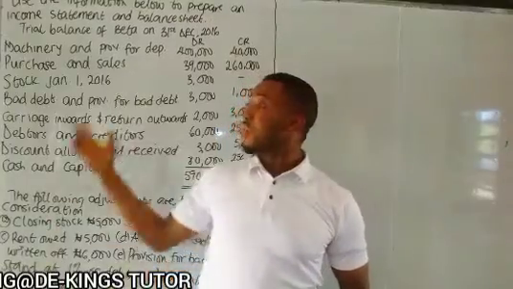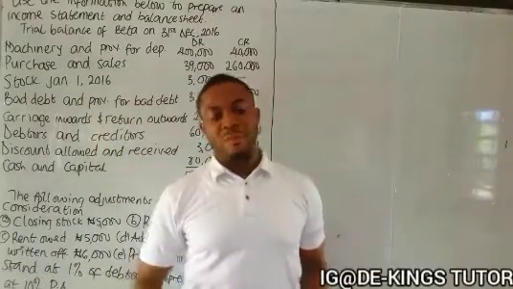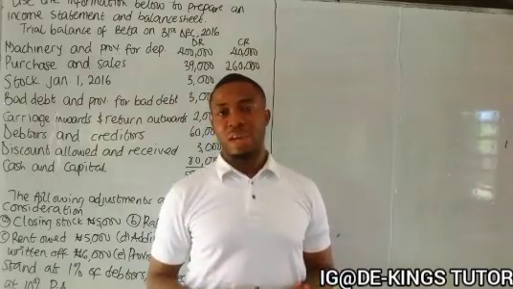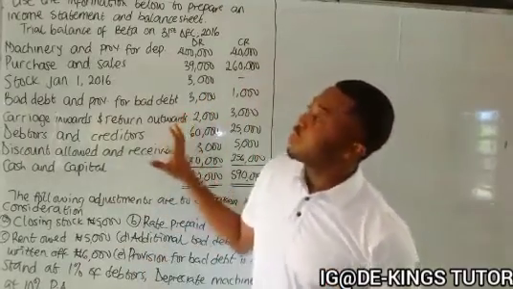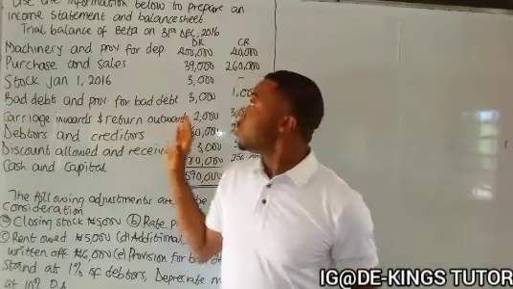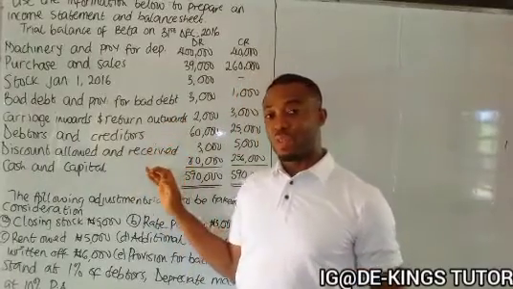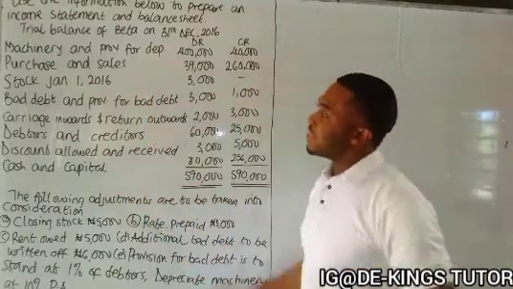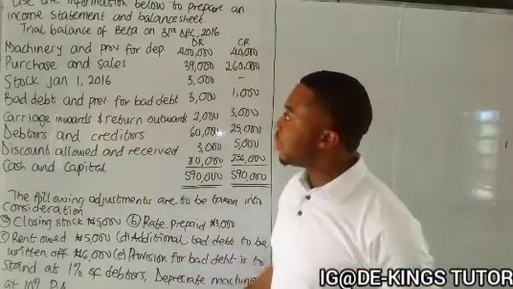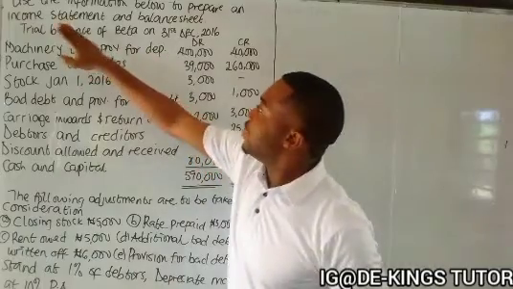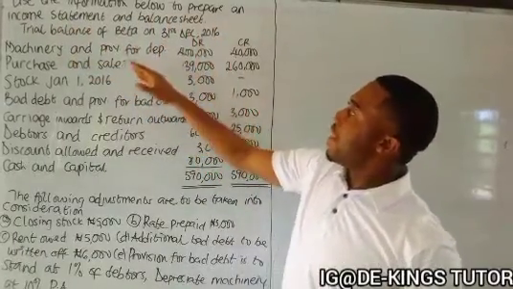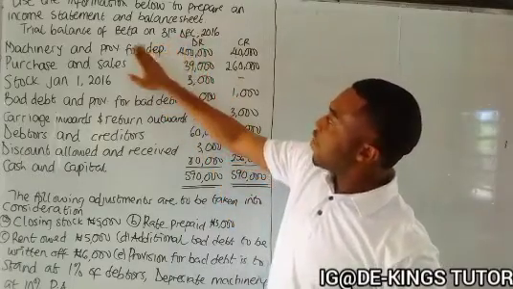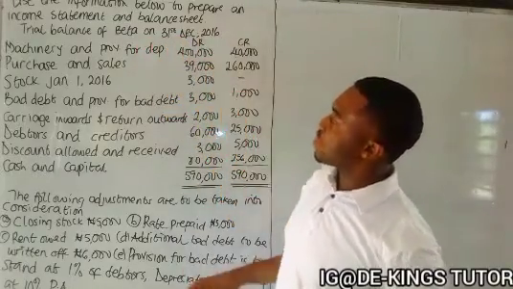Okay, now let's solve a question using what we've learned from the trading, profit and loss account and balance sheet. This question is from the 2016/2017 session, a past question. Now let's see what past question I can lay my hands on. The question says, use the information below to prepare an income statement and a balance sheet. And this is the trial balance of Beta on 31st December 2016.